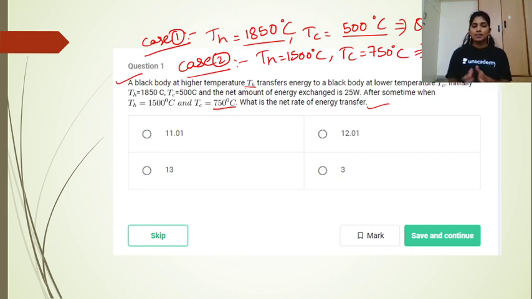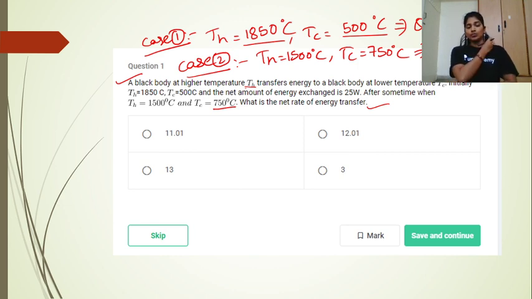This is a very simple and very basic question. I guess you will be able to solve it within a minute if you are fast in calculations. So keep your GATE calculator with you and try to solve this question. I will just tell you what the basic concept involved here is.